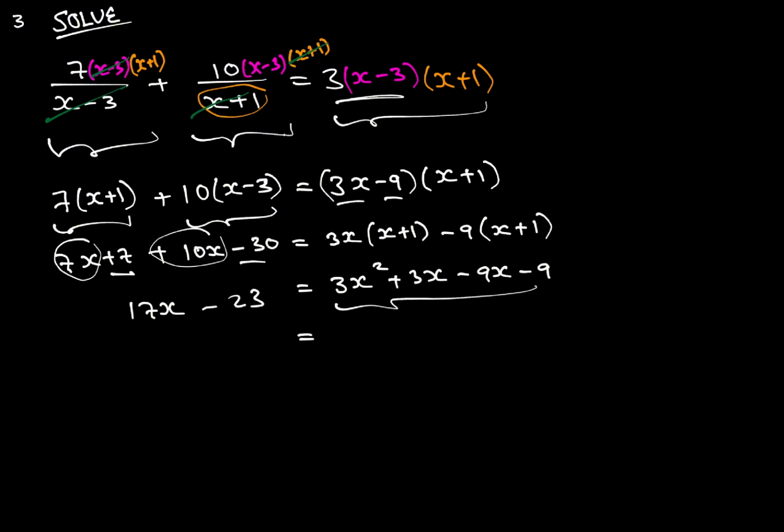This can tidy up and be 3x squared. So the 3x and then minus 9x is going to give me minus 6x minus 9. And then I've got 17x minus 23. So in order to get rid of that, again, I'm going to just do it in one go. I'm going to get rid of minus 17x on both sides. And I am also going to plus 23 on both sides.